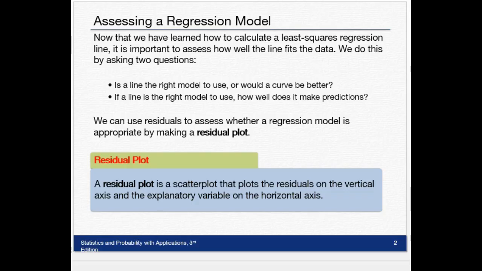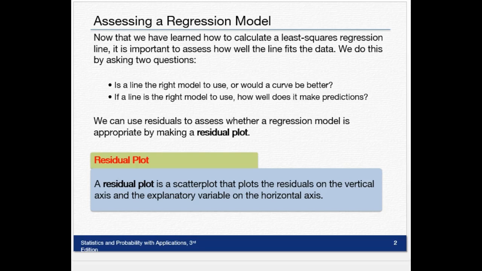Now that we've learned how to calculate a least square regression line, it's important to assess how well the line fits the data. We all said it's not perfect, but how well does it work? We do this by asking two questions. Is the line a right model to use, or would a curve be better? And if the line is a right model to use, how well does it make predictions?